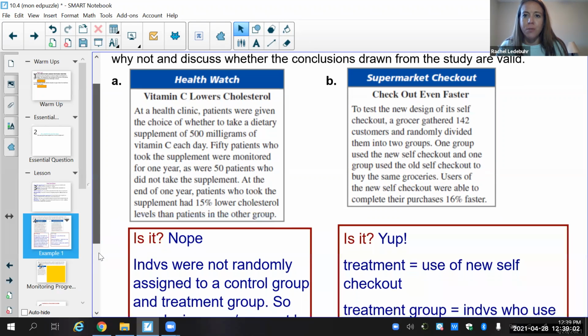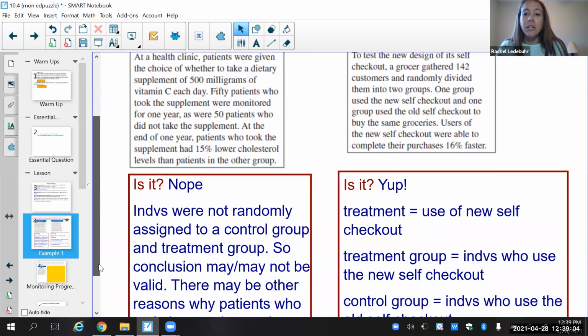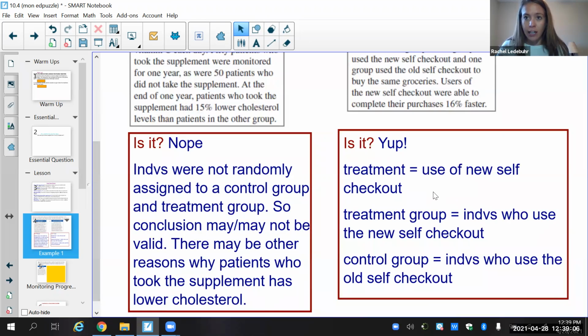So now what are those groups? The treatment is the use of the new self-checkout. Our two groups are the individuals who use the new self-checkout, that's the treatment group, the group that's testing out the treatment. And then the control group, the individuals who used the old self-checkout. This is an example of my data at the end being valid. My conclusion is valid because I had a valid experiment.